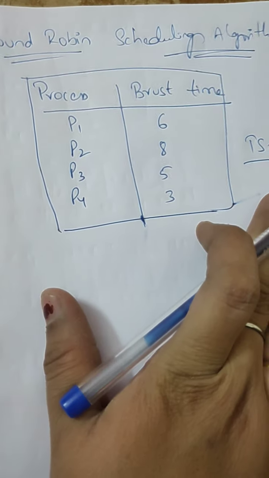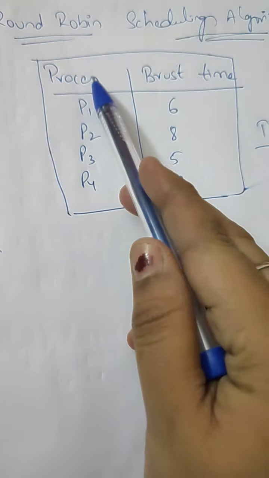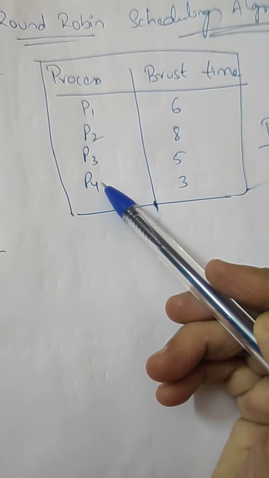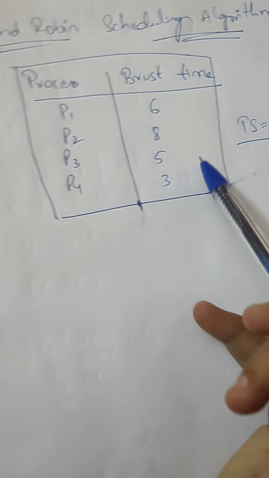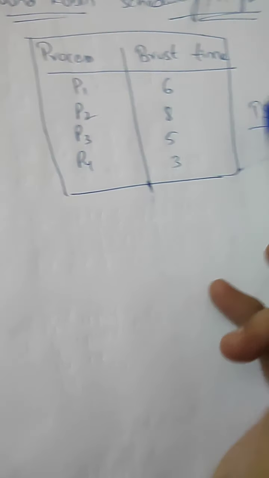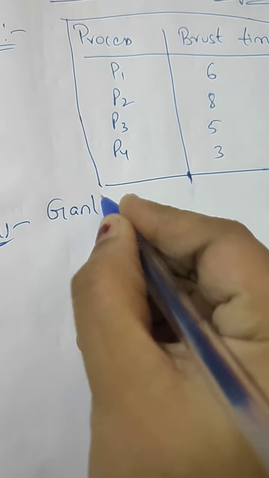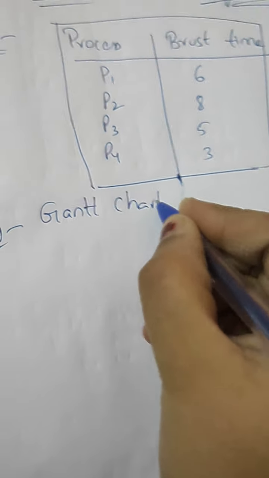To understand this in detail, I'm going to solve one problem here. Let us take the processes P1, P2, P3, P4. The burst times are 6, 8, 5, 3 and the time slice is given as 3. We can call it a time slice or a time quantum. Now, as before in the scheduling algorithms, let's draw the Gantt chart for this.